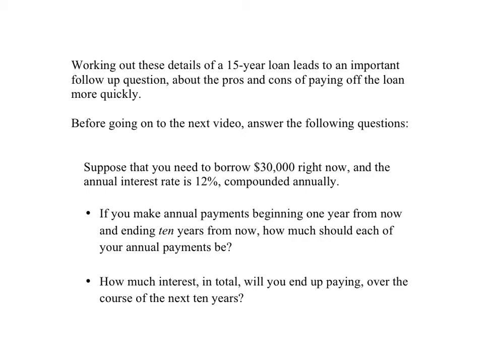Before going on to the next video, answer the following questions. Suppose that you need to borrow $30,000 right now, and the annual interest rate is 12% compounded annually. Same story as the previous problem. If you make annual payments beginning 1 year from now and ending 10 years from now, the last payment is 10 years from now instead of 15, how much should each of your annual payments be? And how much interest in total will you end up paying over the course of the next 10 years for this loan?